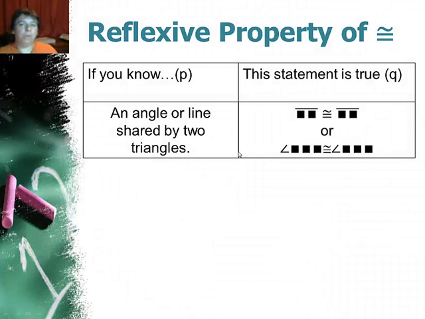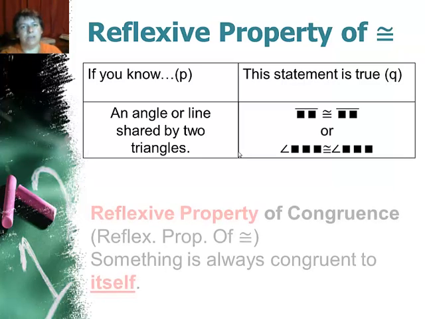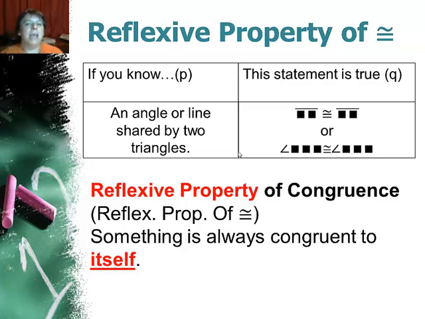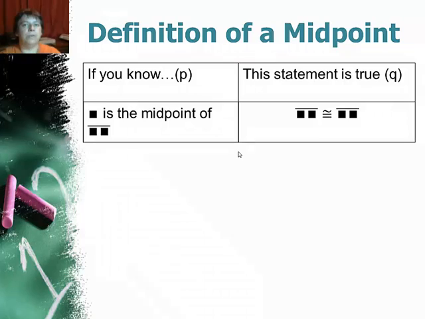Now, the reflexive property of congruence is used if you have, say, two triangles and they're sharing a side between them. So we might be using it to say, oh, we know this side is congruent to itself because everything is congruent to itself, right? So you can use that to say the segments are congruent, or the shared sides are congruent, and that will help you get a side on your triangle for congruence.